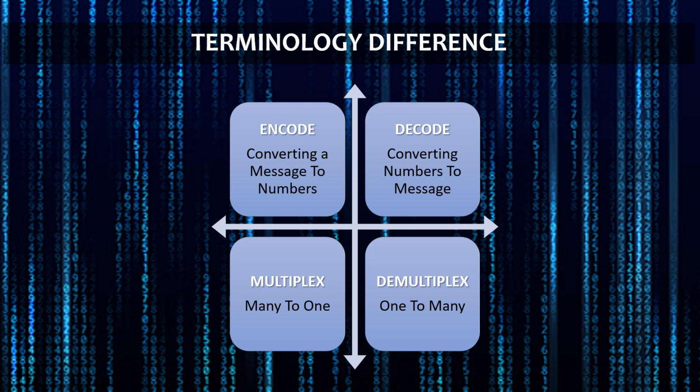Sometimes it might be possible that students get confused between these four terms. So make it clear that all the terms are completely different: encoding and decoding are related with the data type conversion, and multiplex and demultiplex are related with the traveling of the signals.